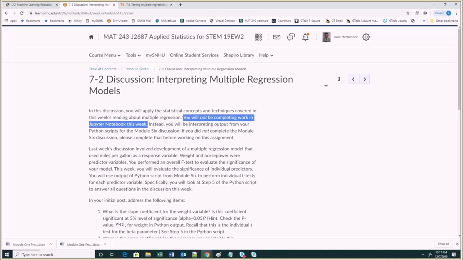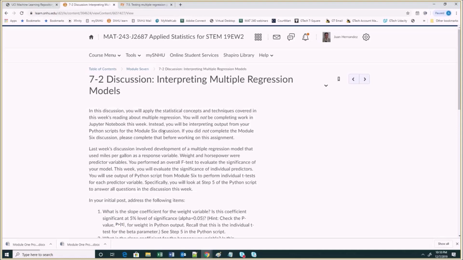There is no Jupyter Notebook for this week, so there's no code involved. Instead, you will be interpreting output from your Python scripts for Module 6 discussion. Recall that last week you ran multiple regression models in Module 6 discussion in Jupyter Notebook. You will refer back to those models.